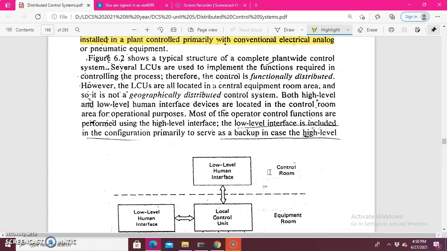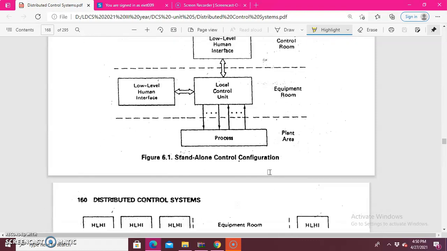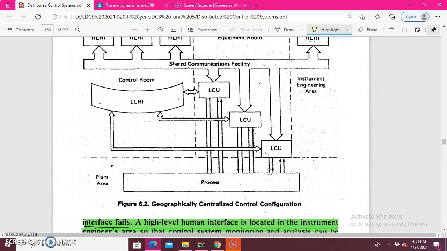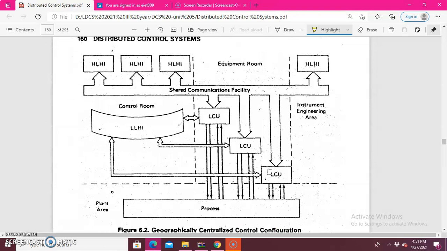The next one is called a complete plant-wide control system. In that we are using so many LCU units, and they are located in the equipment room area, and they are acting like a distributed system. And here the low level interfaces are included in the configuration to serve as a backup in case of failure of your high level. This is the geographically centralized one.